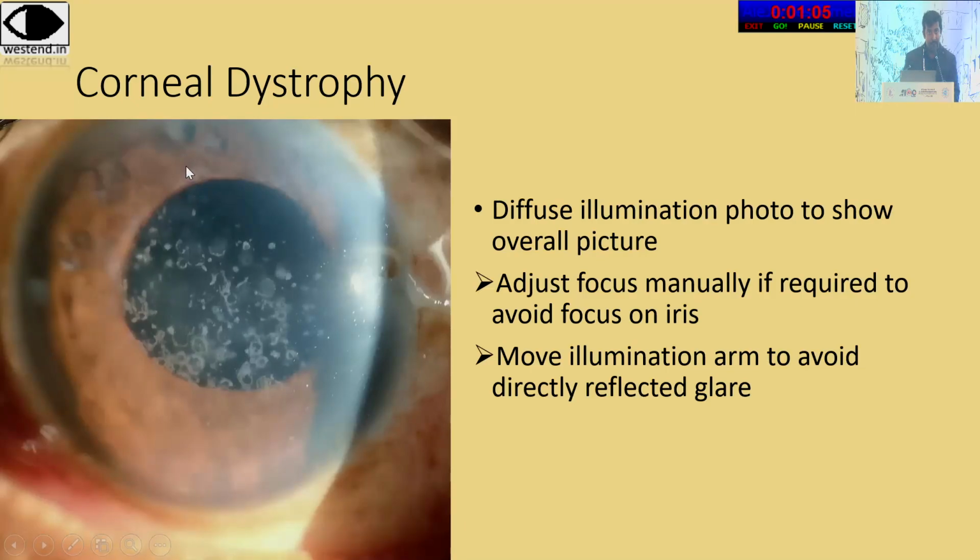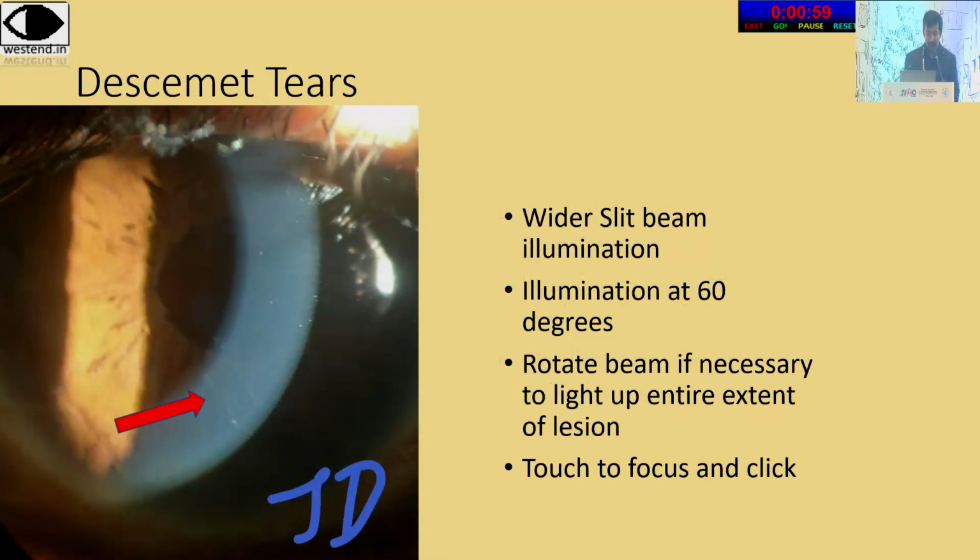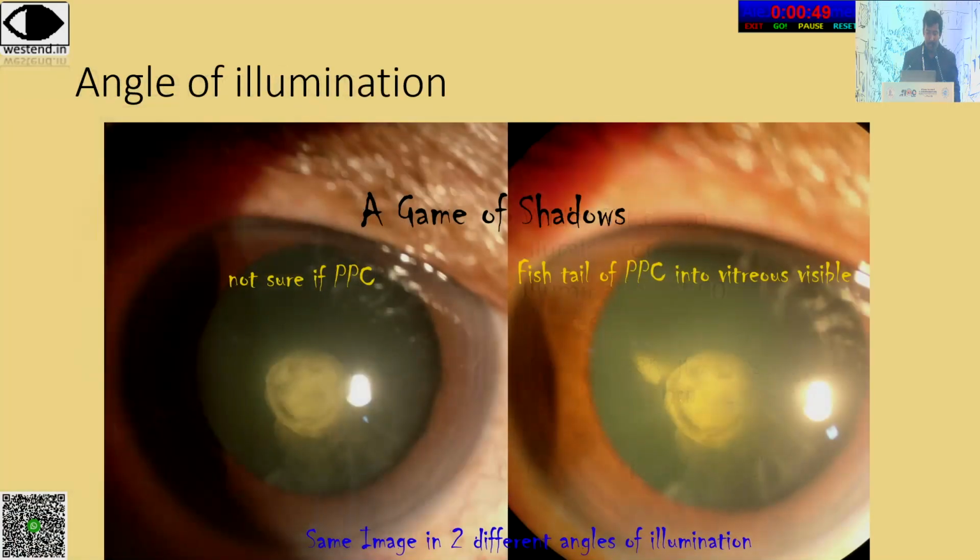So make sure you adjust the focus. You are playing with light and focus, so make sure you play both properly. Then there can be decimate tears. You make sure that you focus and adjust the light so that the glare does not obscure your point of interest. Then angle of illumination: you can adjust the angle to see things which are behind.